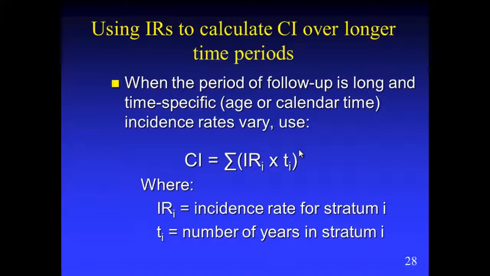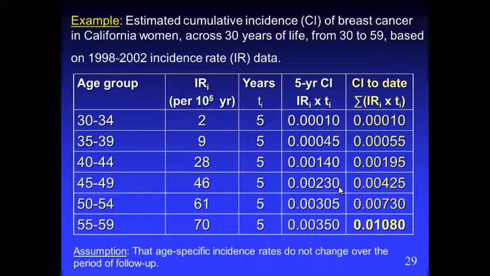If you have a situation with a longer follow-up period, following people over a longer age period, there's a variant of that equation you can use to calculate the cumulative incidence, which involves summing age-specific incidence rates over different age periods or time periods. Here we've divided our incidence rates by age strata, and that's probably best illustrated with this example. It looks at cumulative incidence of breast cancer in California women over 30 years of life, from age 30 to age 59, based on average incidence rates over the calendar period 1998 to 2002.